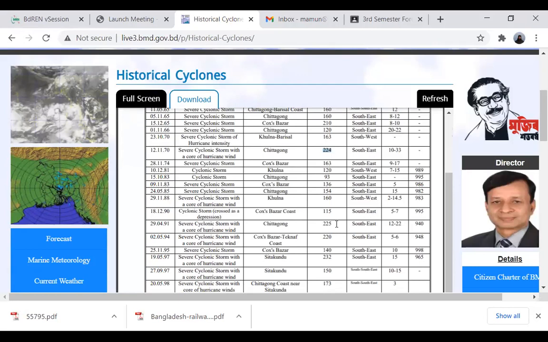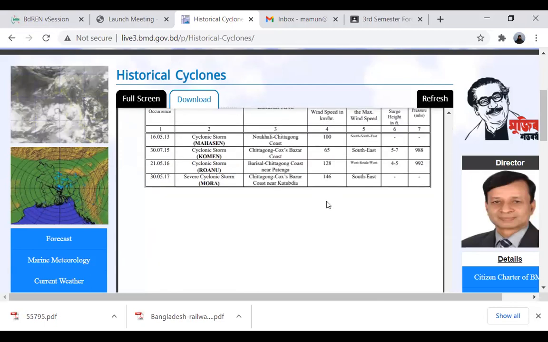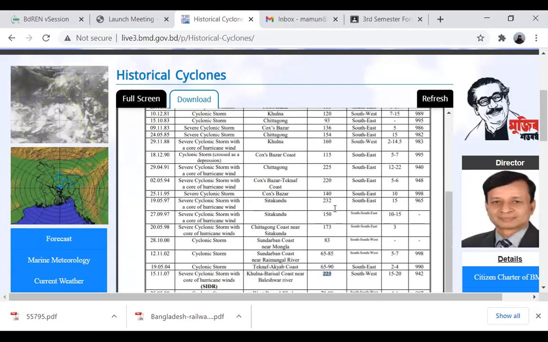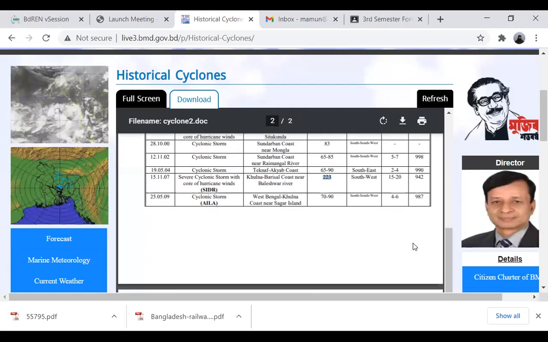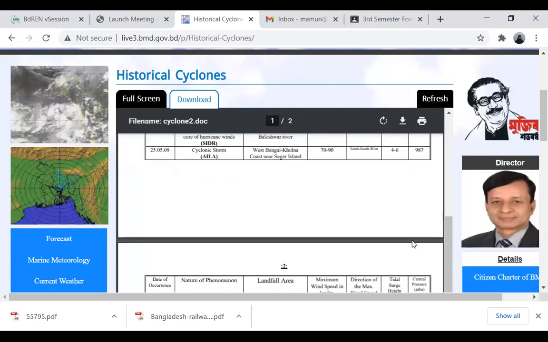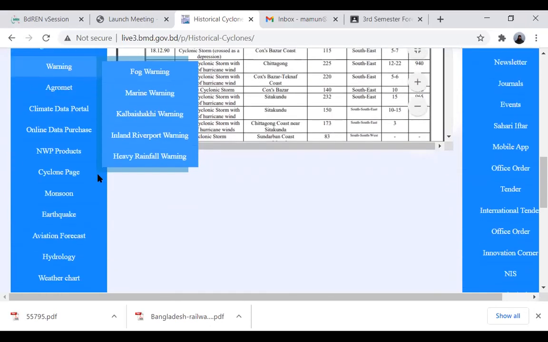In the 1970s, it is 2 to 4. In 1991, it is 2 to 5. And in 2007, it is 2 to 3. So I'll come back to these things. This is very interesting during the dissemination. So you can understand the wind speed, the direction of the maximum wind speed, tidal surge height, and central pressure. Central pressure means eye pressure. So very good information in here. So from historical cyclones, you can know that.